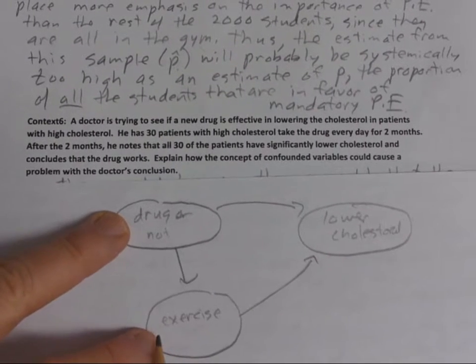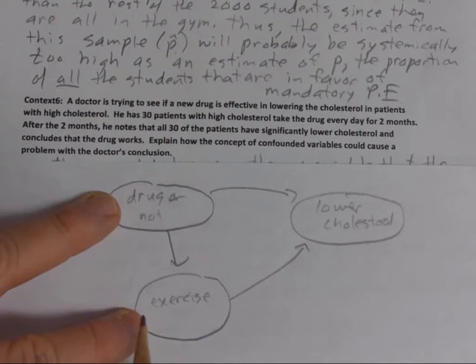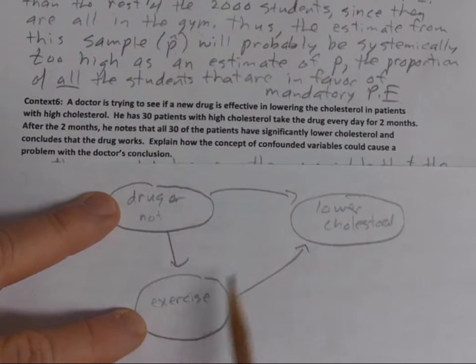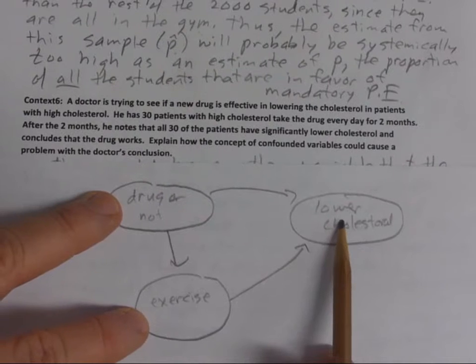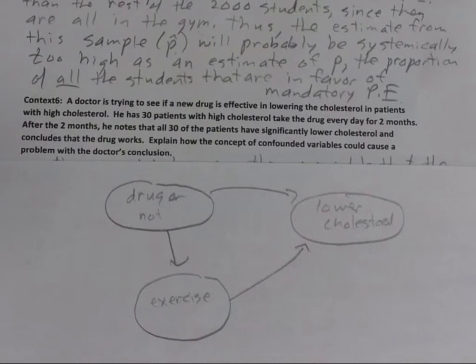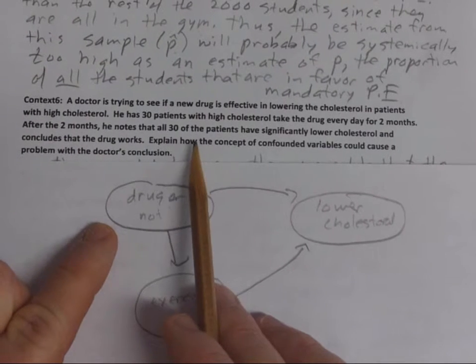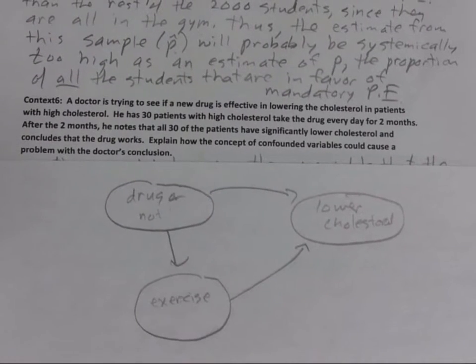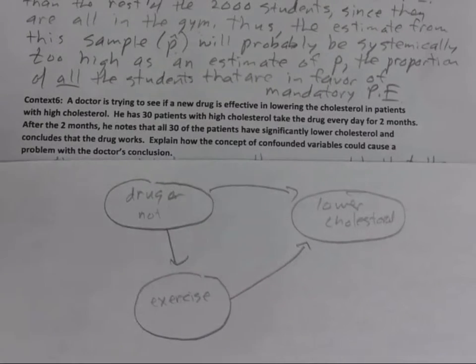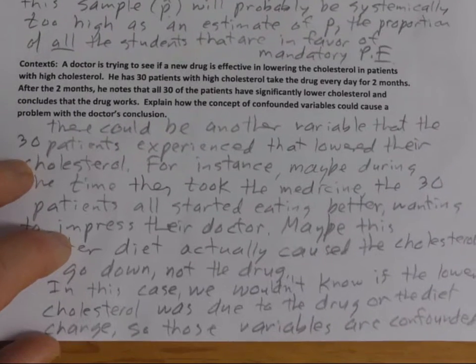This is what we call a confounded situation. We don't know if the lower cholesterol is due to the drug or the exercise, and so we say that these two variables are confounded. The answer to this situation, by the way, is doing what is known as a controlled experiment. And we don't have a control group here. In other words, we don't have a group of people that have high cholesterol that aren't taking the drug, that are experiencing other variables the same, or possibly taking a placebo, but that's sort of a different problem. But this is the way I wrote out this confounded situation.